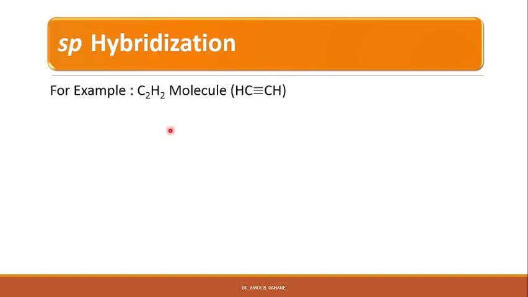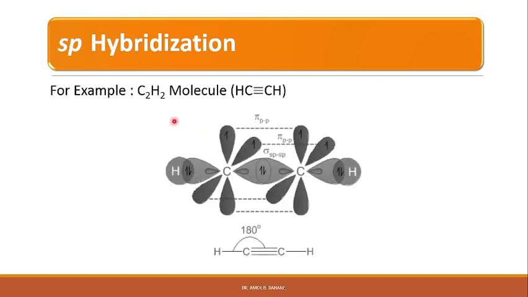Let us take an example of the C2H2 molecule. In the case of the C2H2 molecule, we have 2 p orbitals left over, right? A sigma bond will be formed between the 2 carbon atoms by the hybridized sp orbitals, and 2 pi bonds will be formed above and below the bond axis, and these pi bonds are due to the unhybridized p orbitals, right? And therefore they are pi bonds.